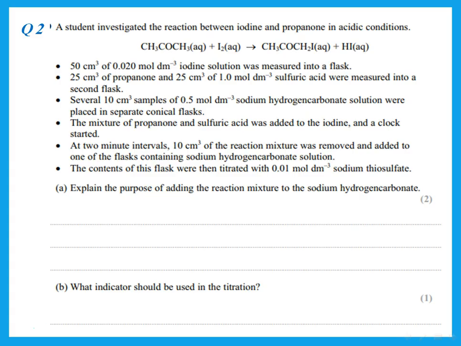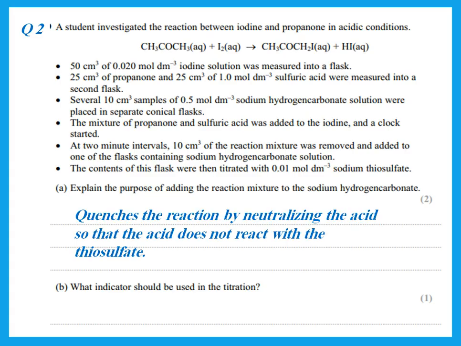At 2-minute intervals, 10 centimeter cubed of reaction mixture was removed, added to one of the flasks containing sodium hydrogen carbonate, and the contents were titrated with sodium thiosulfate. Remember that we said this is how we do an experiment that involves iodine. Okay, so he's saying explain the purpose of adding the reaction mixture to sodium hydrogen carbonate. Of course, we said before that we add the sodium hydrogen carbonate to quench the reaction by neutralizing the acid so that the acid does not react with thiosulfate.